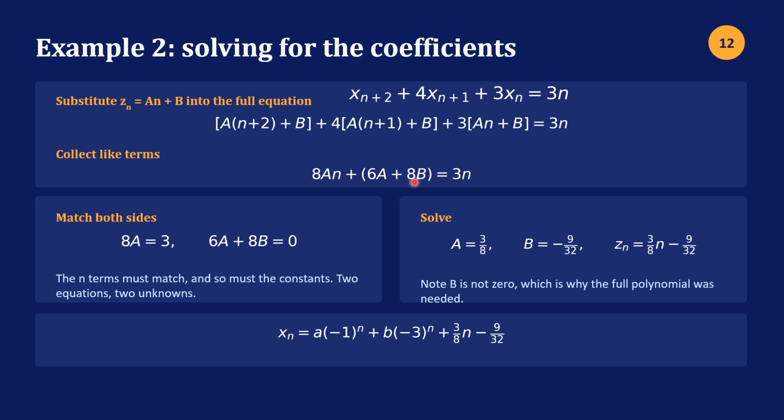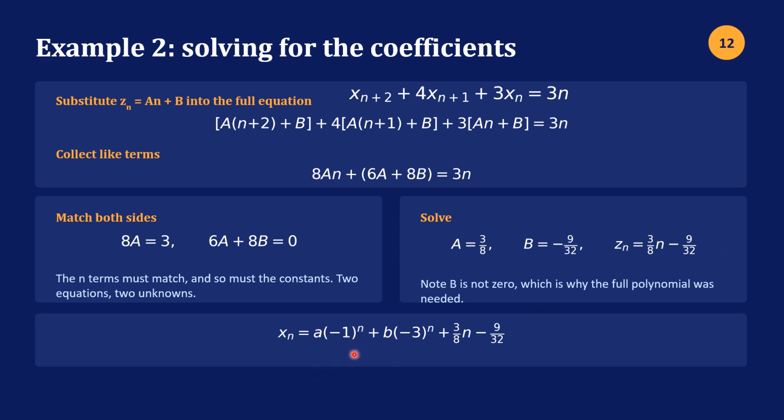So the coefficient for the n term, those should be equal. In other words, 8a should equal 3, and then 6a plus 8b should equal 0 because there's no constant term here. And then we can solve this, right? It's two equations, two unknowns. So we get a equals 3/8, we plugged it into here, we get b equals minus 9 over 32, and then for z sub n, just plug in a and b into this here, we get our particular solution.